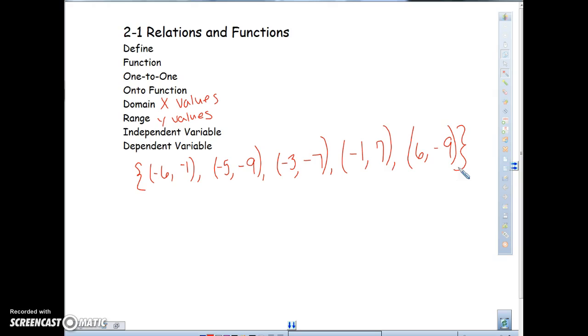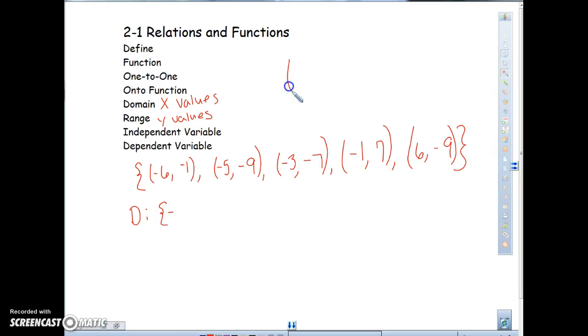Okay, so this is a relation here, and we want to determine the domain, the range, if it's a function, and if it's one-to-one. So the first thing, let's determine the domain. Your domain are your x values. Depending on what algebra book you have, some books have you put the domain in order from least to greatest. Our book does not. A lot of times I prefer to do that, but our book doesn't. So our domain is just our x values.